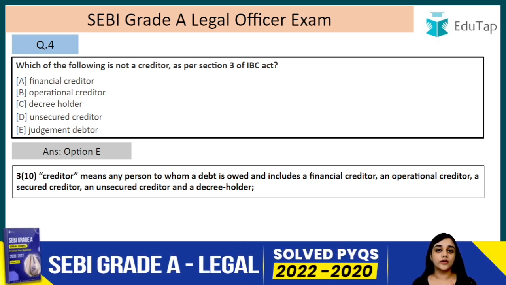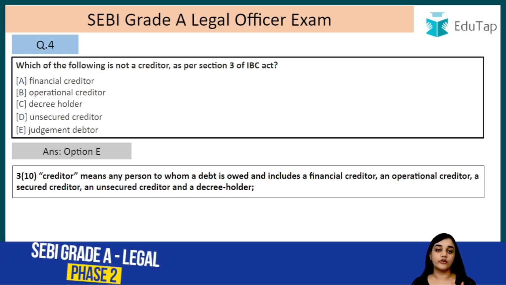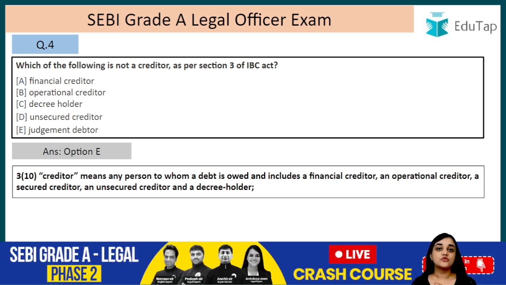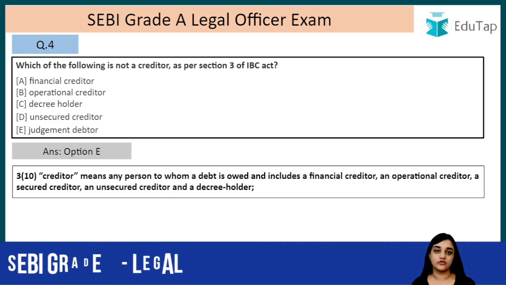But on the other hand, what is an operational creditor? An operational creditor is someone who has given you some kind of service. It has not given you credit. It has given you some kind of service, and the payment is due to him. For example, let's say that A Limited has not paid the salary of its employees for 1 year. In this case, employees are the operational creditors, right?